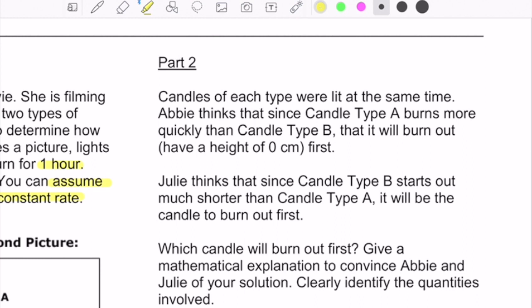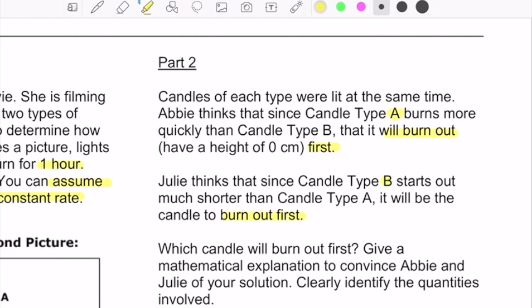So her claim is that candle A would burn out first. Another student, Julie, says that since candle B starts out being shorter than candle A, candle B would burn out first. And so Julie's claim is different than Abby's claim. For the question for part 2, the question you want to answer says which candle will burn out first.